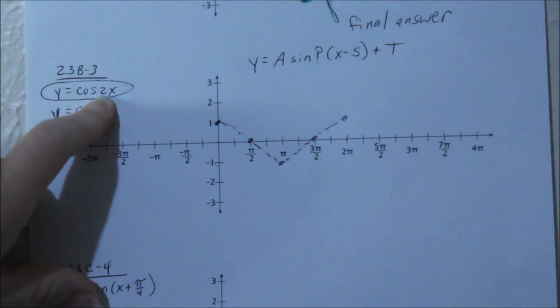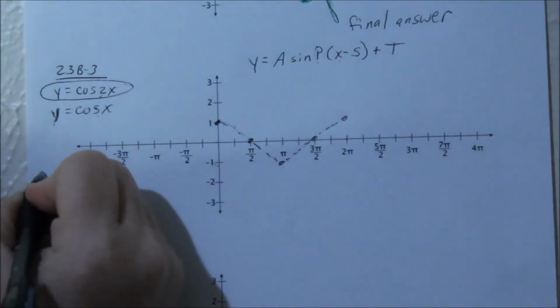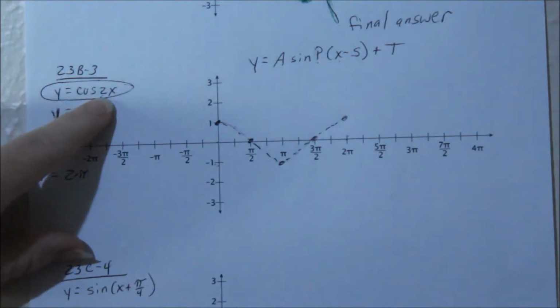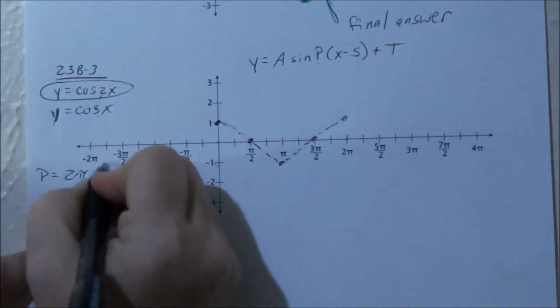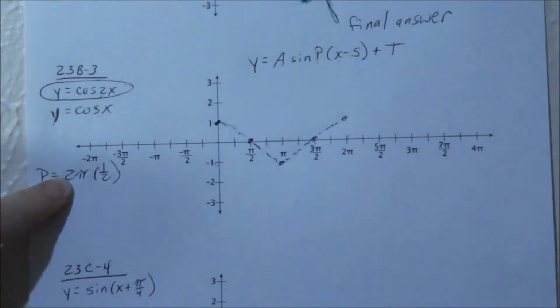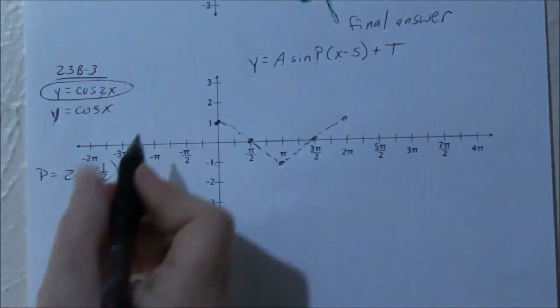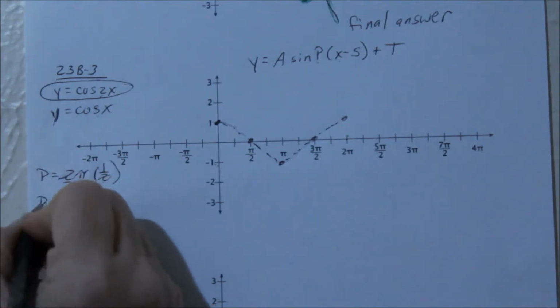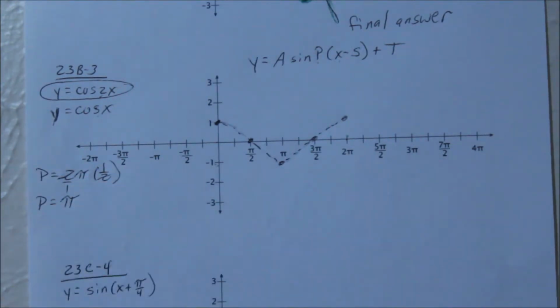Well, if you look at the notes that I told you, it says the period to figure out the period is 2 pi times the reciprocal of this. What is the reciprocal of 2? 1/2. So 2 pi times 1/2. This is like over 1. What happens to your 2's? They cancel. So your new period is pi.